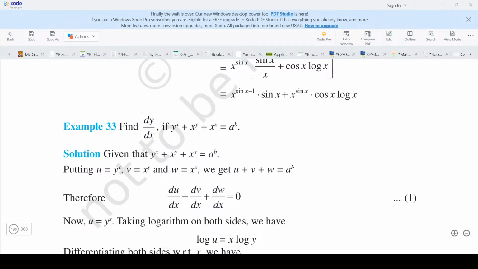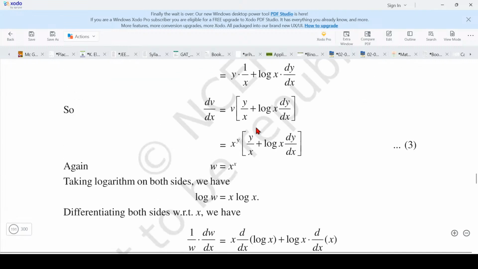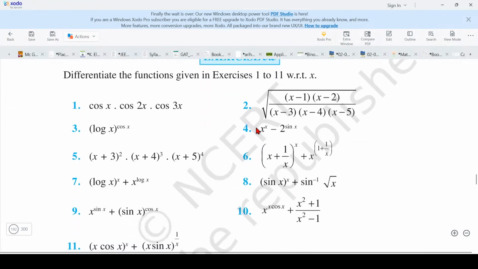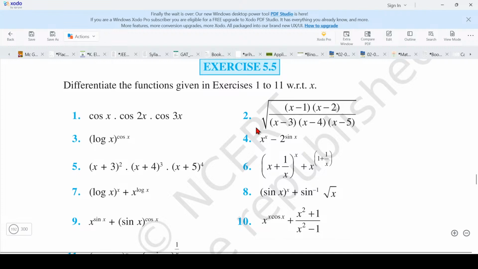Yes, sir. Now example 33 is seen. Right. This one, can you do? Tell me, exercise 5.5. Can you do all of this? Yes, sir. This is fine, sir.